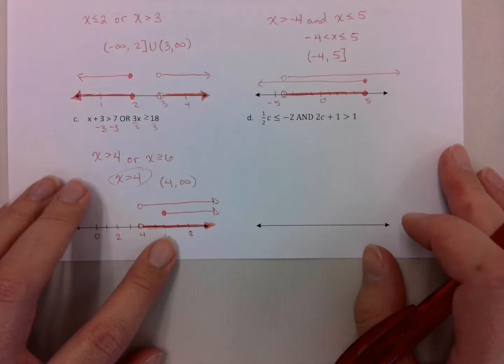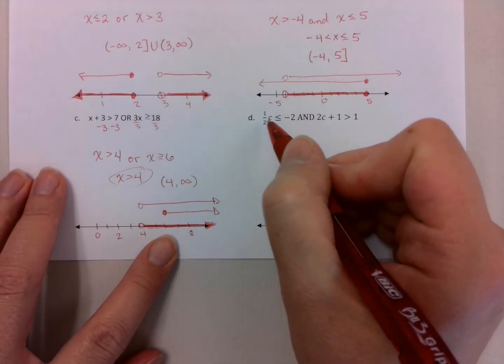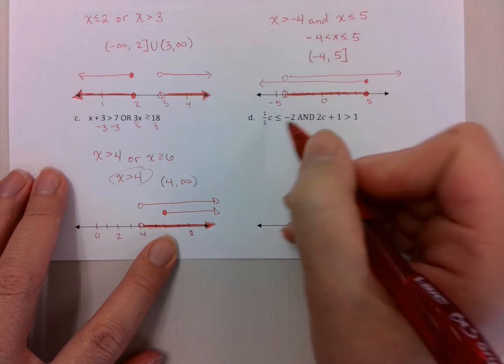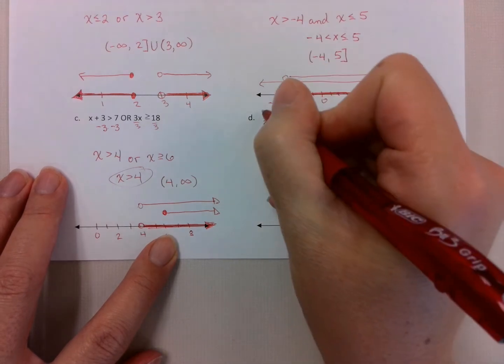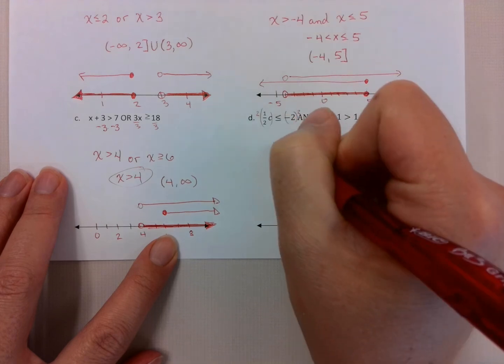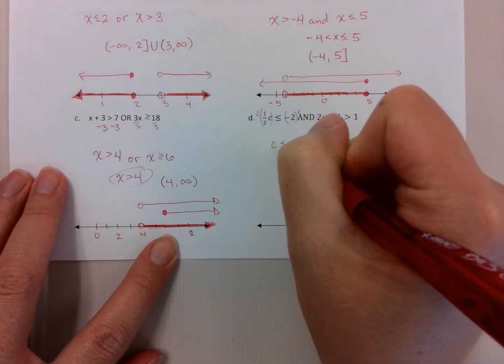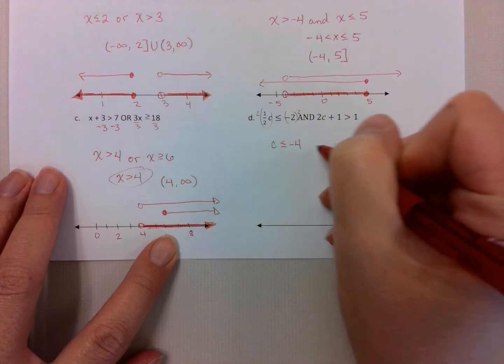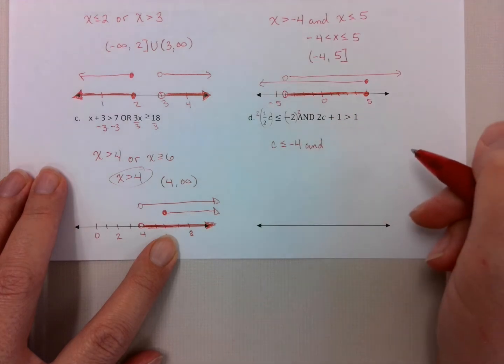Okay, so when we go to do this one, I hope this didn't throw you off. It's 1/2 times C. So you could divide by a half. I prefer to multiply by the reciprocal. And so I get C, keep my less than or equal to sign. C is less than or equal to -4. The word and is key here.